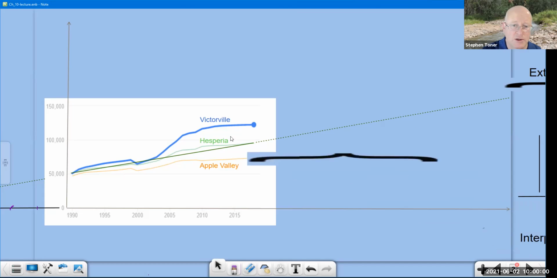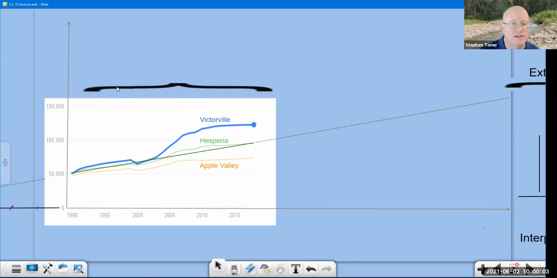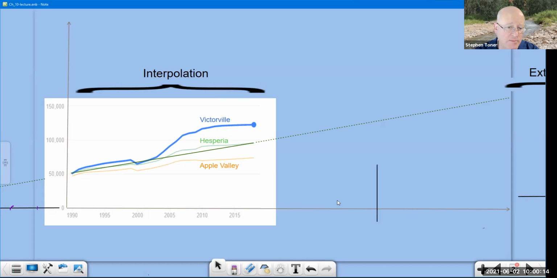Now, if I wanted to use data values within this range between those given years, that process would be known as interpolation. To do that, I would take a particular year, let's go with this year right there, right around 2007, 2008. If I wanted to know roughly what the population was back then in Hesperia, I'd go up to the graph at that location and then to the left to get the prediction. That is known as interpolation.